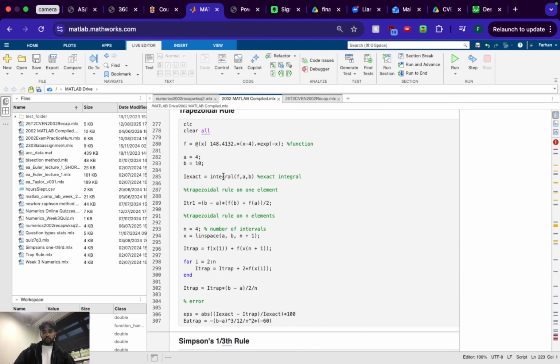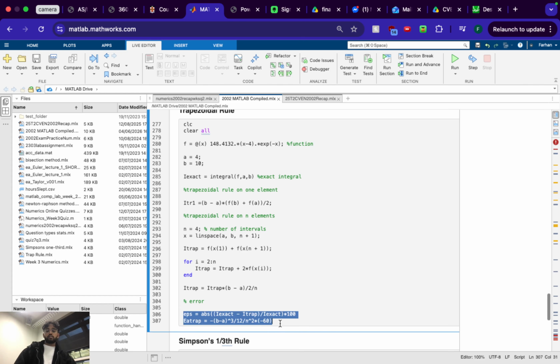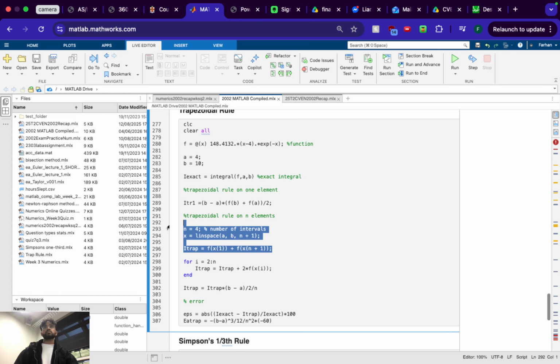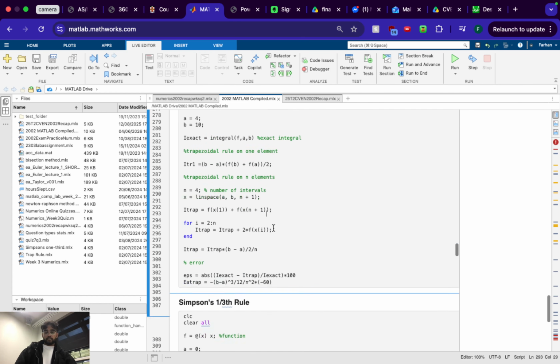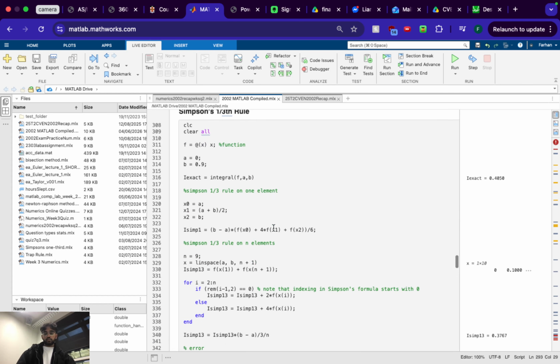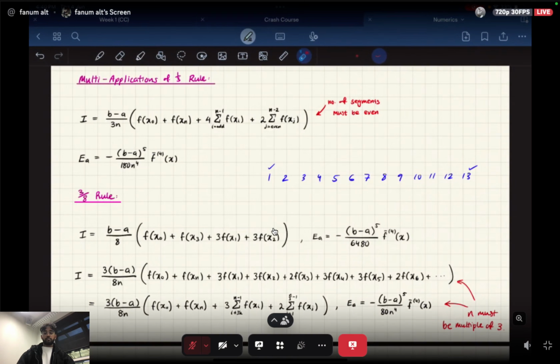Trapezoidal rule. So this up here is the exact integral under the curve, right? And at the end, what I do is actually find the error. The error is pretty easy to find. Over here, this is iteration 1. But if you have n elements, then you have to use this formula. Similarly, I've got Simpson's rule. It's the same thing.